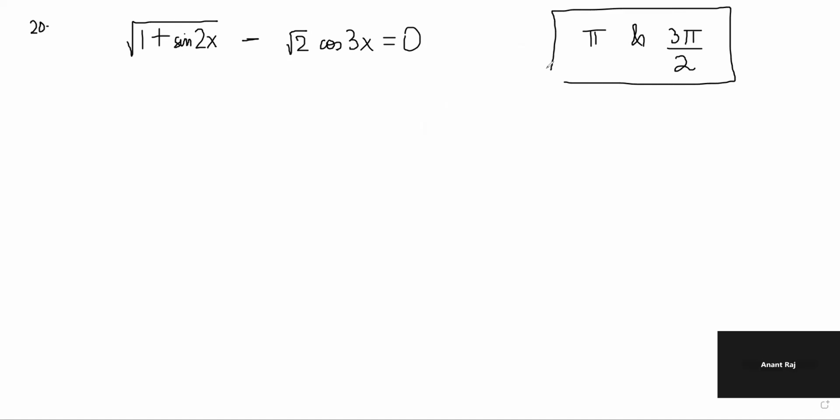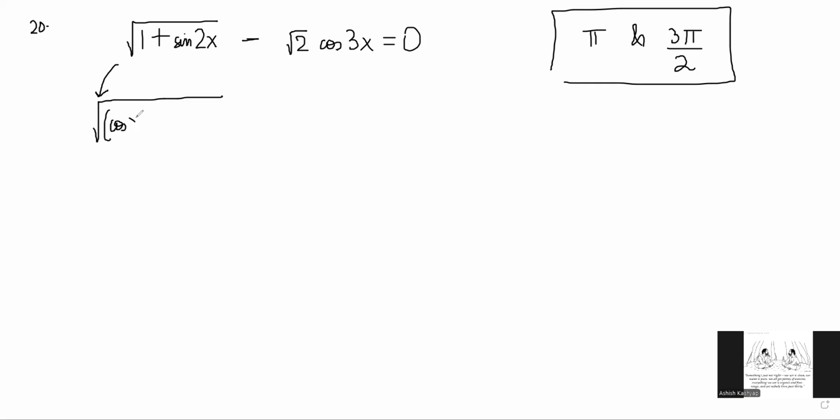Sir, first we can write root over 1 plus sine 2x as root over cos x plus sine x whole square. After that, what will you do? Next step. So then it will become cos x plus sine x equals root 2 cos 3x. No, you are missing the other solutions.